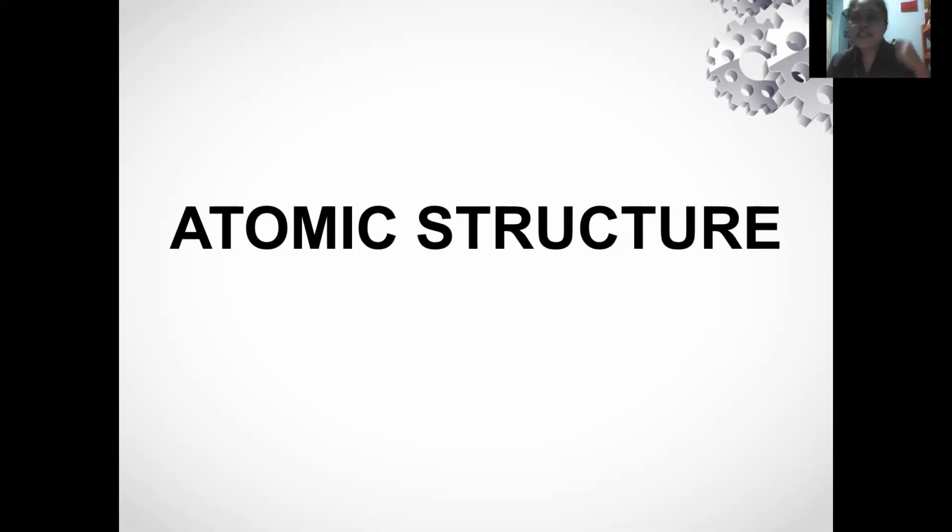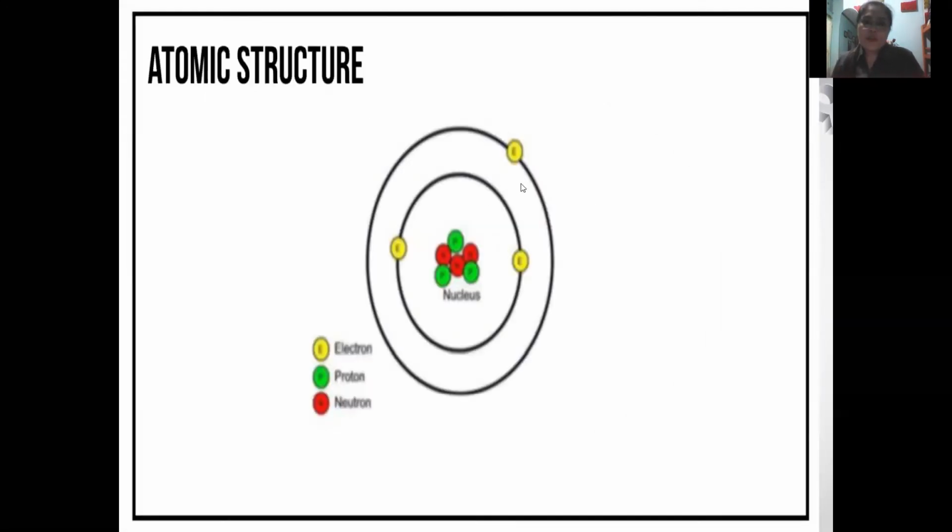So, ang positively charged sa kanila, tandaan nyo, ay yung proton. And then, ang negatively charged, electron. Yung walang charge, neutral, that is our neutron. Ayan. So, this is our atomic structure. Ito yung tatlong subatomic particles.